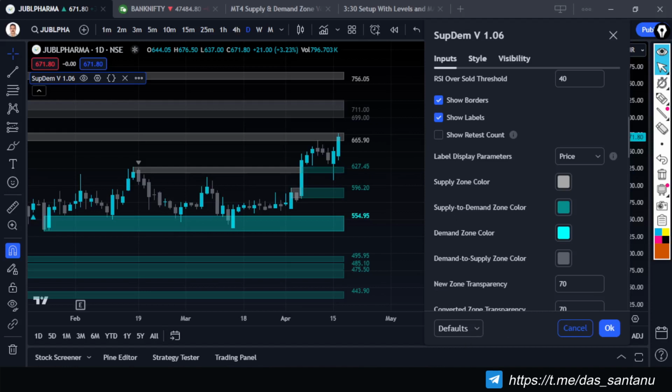I forgot to mention that when a fresh zone is breached by the close of a candle, then the color will change. The supply zone will become a demand zone, and the demand zone will become a supply zone, and the color will be darker than that of the fresh zones. If the converted zone is again breached by the close of a candle, then that zone will disappear, and a new zone may or may not be formed depending upon the price action conditions.